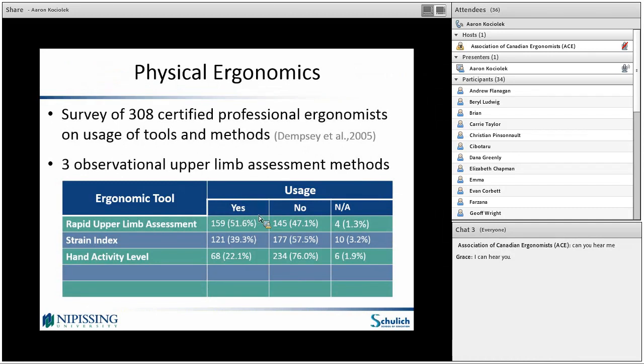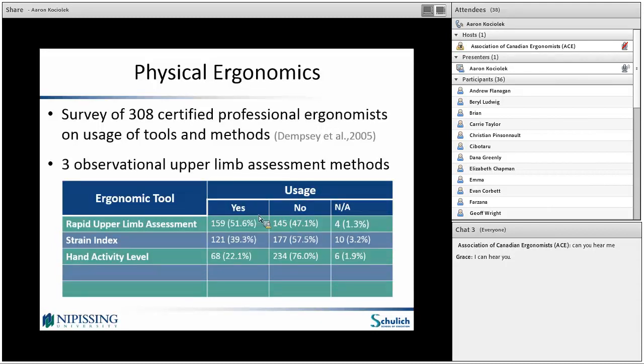So just as a starting point, Dempsey and colleagues in 2005 conducted a survey of 308 professional ergonomists, and they focused on the physical tools used to measure physical exposures, as well as the risk assessment methods that they use once they've measured those exposures to identify risk of the upper limb. And they asked questions about 3 observational upper limb assessment methods, which were the rapid upper limb assessment, the strain index, and the hand activity level method.